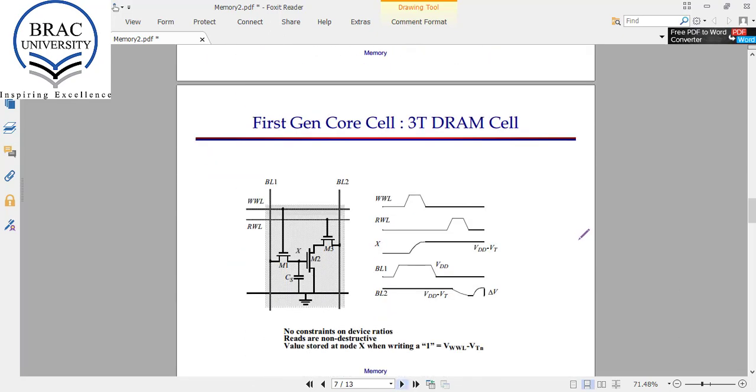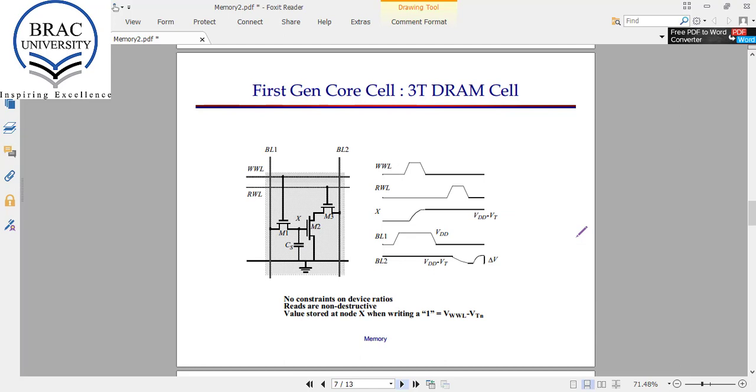Then we have this 3 transistor dynamic RAM cell. Here we have 2 lines for read and write separately, and 2 bit lines connected with this. And this is the storage capacitor. We store the data here, and the other transistors are used to read and write data from this cell. First, let's see how we can read data from this cell. To read this data, we recharge this bit line to a value VDD.